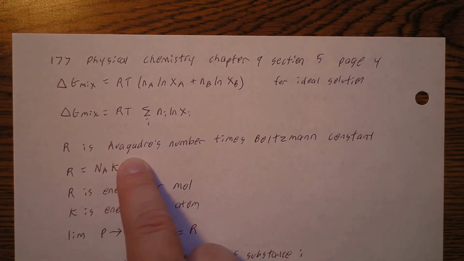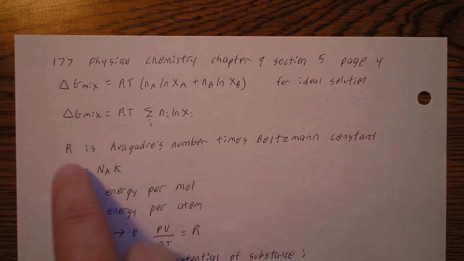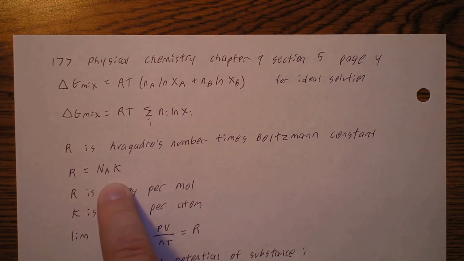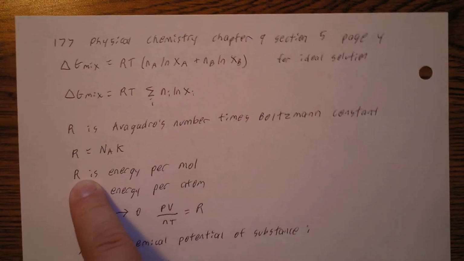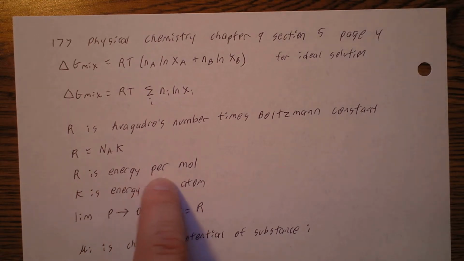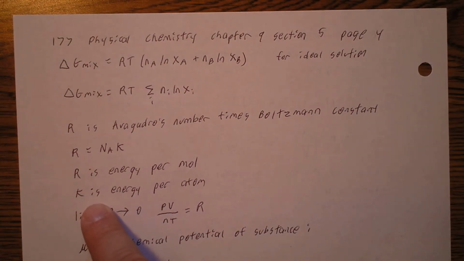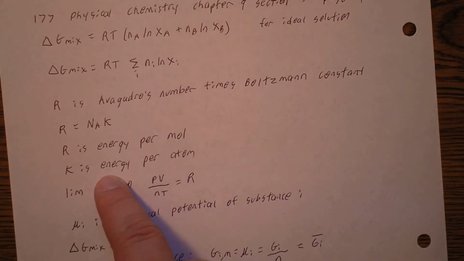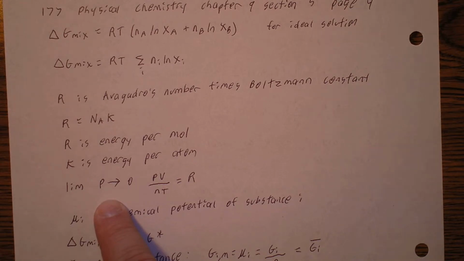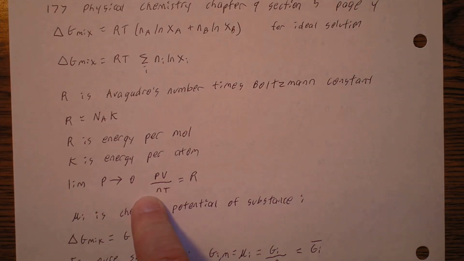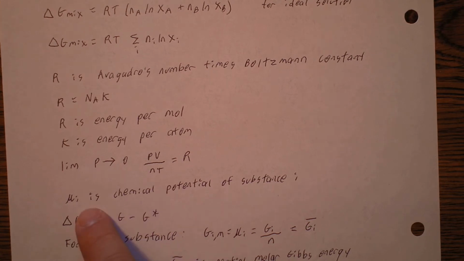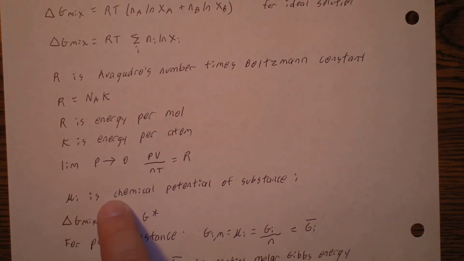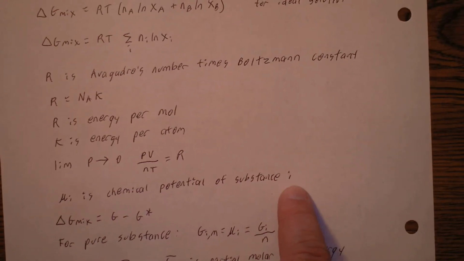So like I said, R is Avogadro's number times the Boltzmann constant. So R is equal to the number of moles of substance A times k. So remember, energy is basically in units of energy per mole when we're talking about a macro quantity. k is more like energy per atom, so that's more for a microscopic quantity. So remember, the limit as pressure approaches 0 of PV over NT is equal to R. So mu sub i, now we're not talking about dipole moment, we're talking about the chemical potential again.